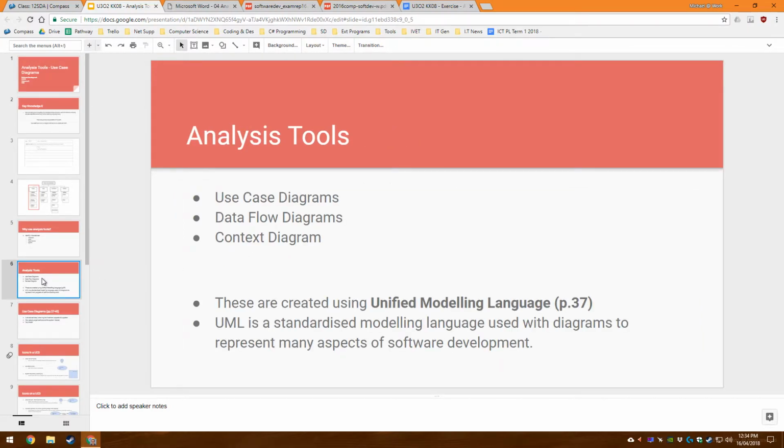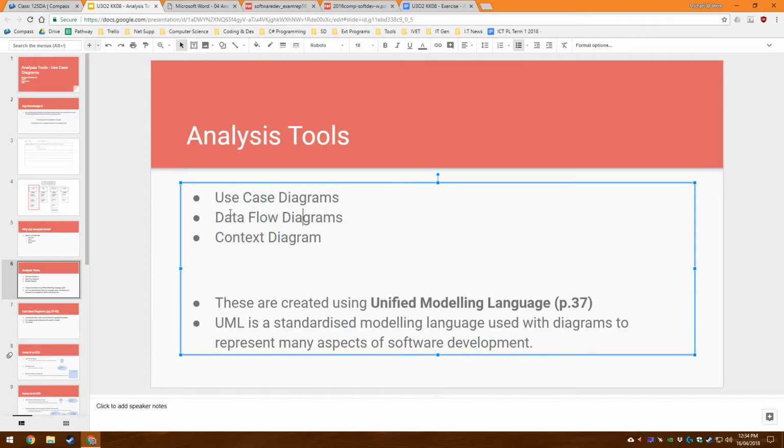Analysis tools. These are the 3 we're going to be looking at: use case diagram, a data flow diagram, and a context diagram. We'll only do use case for this first one today. It discusses here how they're created using what's known as the Unified Modeling Language. Again, this is a real thing, not some fake VCE made-up course topic. It's just a standardized way of modeling diagrams that have to do with analysis of computer programs and computer systems.